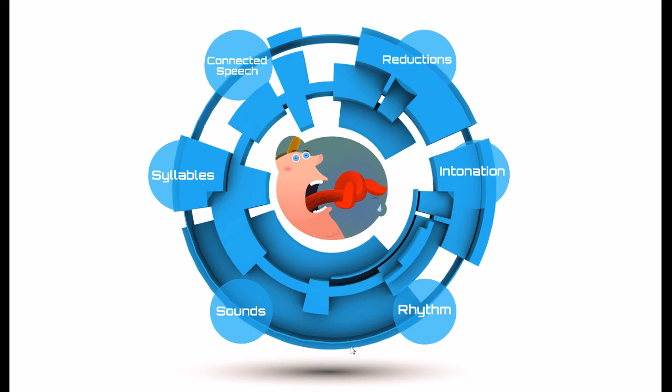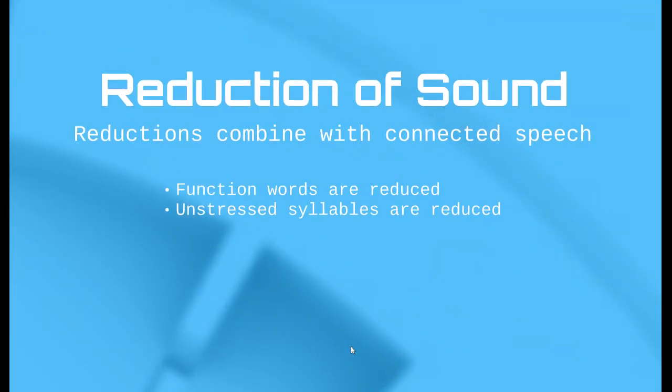Next, we have reductions. Reduction of sound goes together with connected speech. When these 2 things occur together, we usually call this reductions in English. Sometimes we have sound reductions and sometimes we have whole word reductions. Function words are reduced and unstressed syllables are reduced.